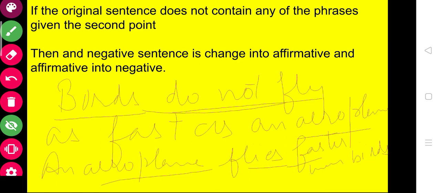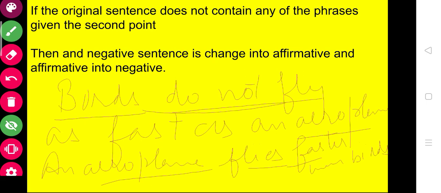We are going to bring more videos to talk about the change of the positive into the superlative and vice versa, and we're going to talk about comparative into superlative and superlative into the comparative, both ways we're going to talk about them.